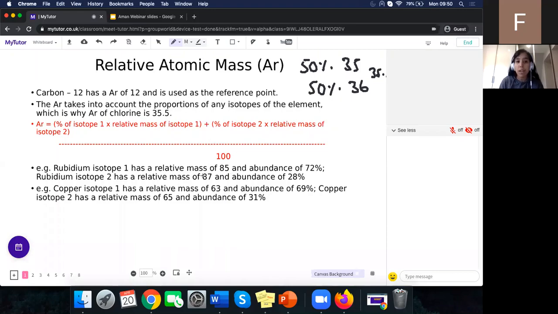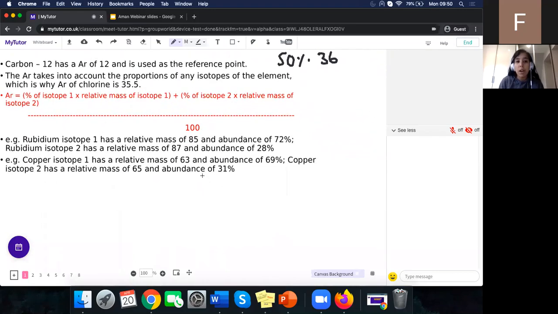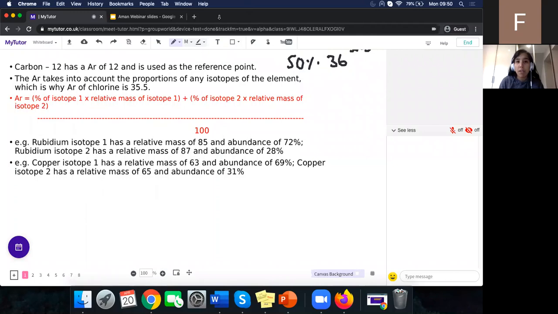So to practice that, let's do 2 examples then. Before we go on to those examples, does anyone have any questions about that calculation at all?